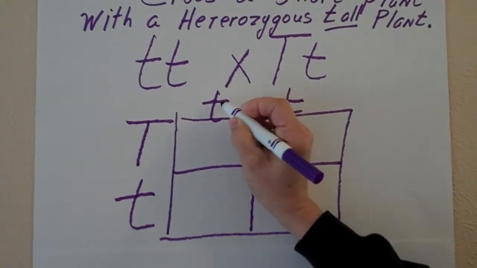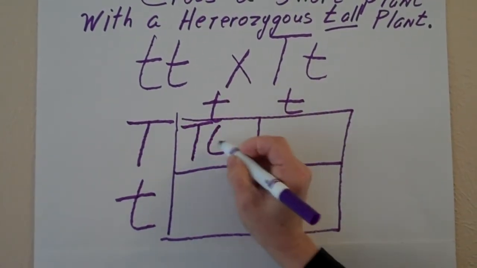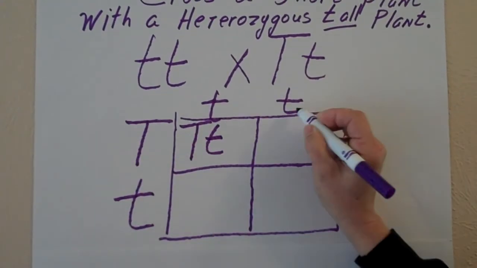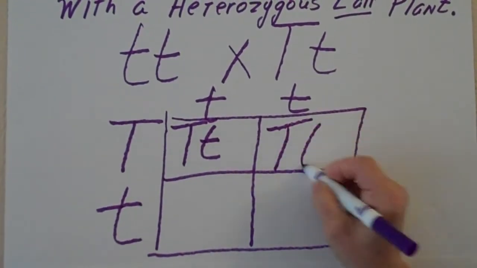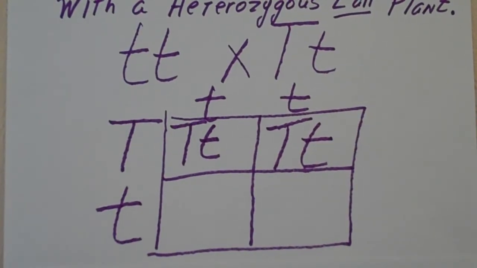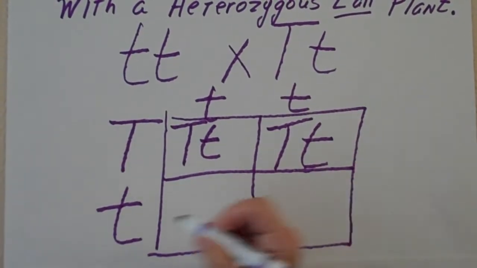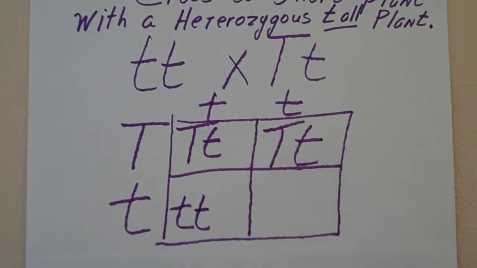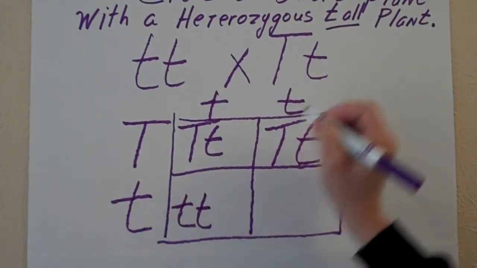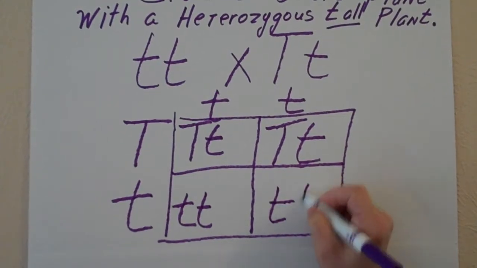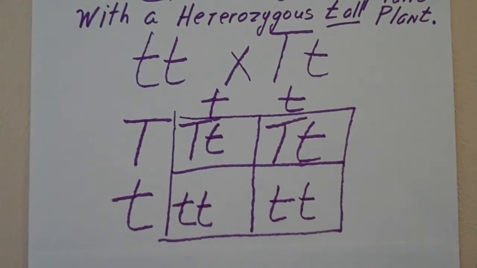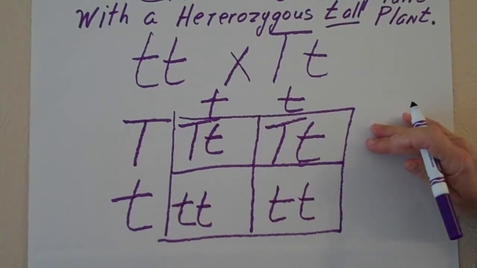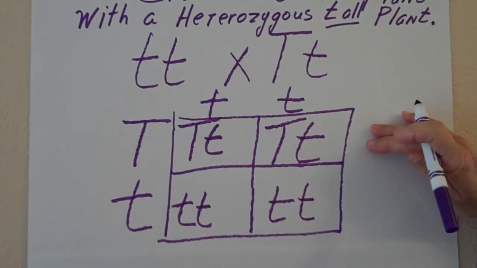Our first cross is going to result in a heterozygous offspring. Our second cross also has the possibility of being a heterozygous offspring. Our third cross, we have recessive, which has to be homozygous, and our last cross is also homozygous recessive. So, in this cross, we have a little bit different results than we had the last time.